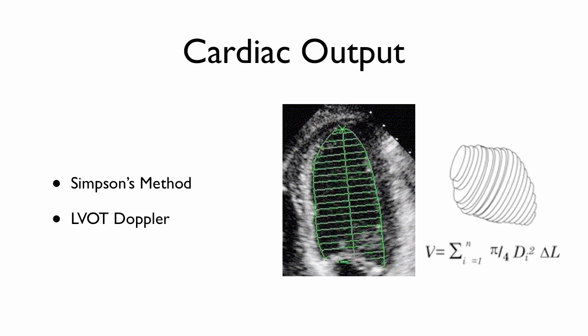This method is not so easy and not so accurate, particularly with transthoracic echo. It's often difficult to get the picture that clearly shows you the endocardial border to enable you to do that tracing and the calculation. So a better method is using the left ventricular outflow tract Doppler.